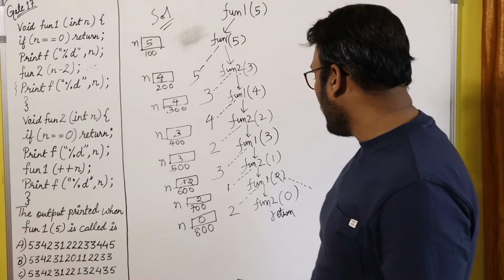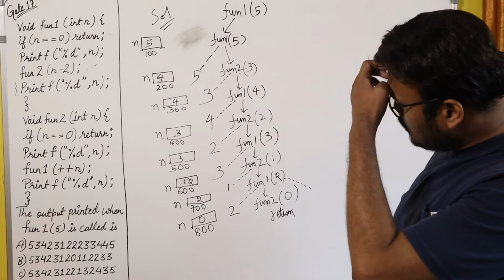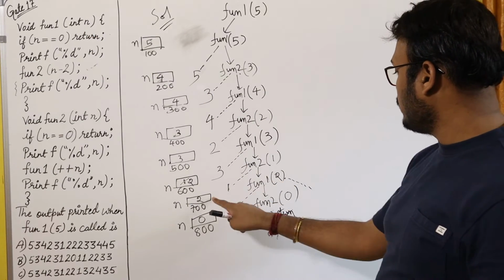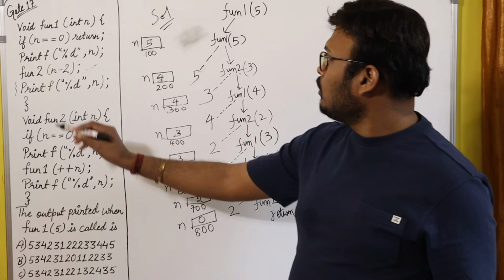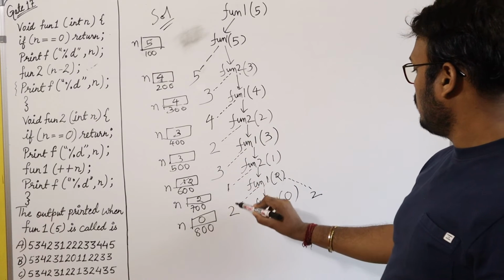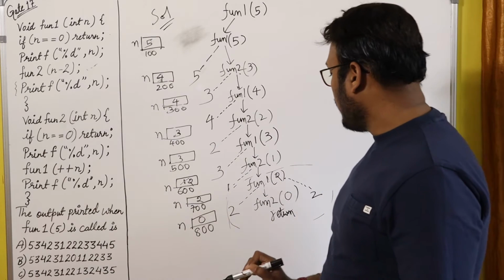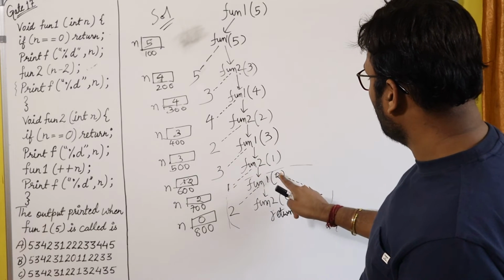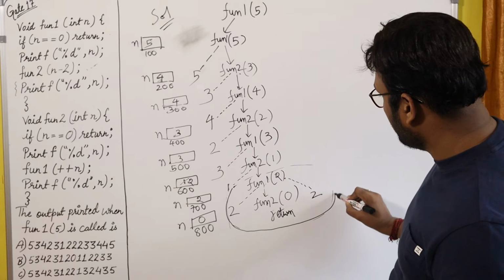So what is the value of n here? The value of n for function 1 is 2. Here you can see the value of n for function 1 is 2. Fine. So now this line has been executed, so this part is over. And since this part is over, now let's go back to function 2, because this thing has already executed.